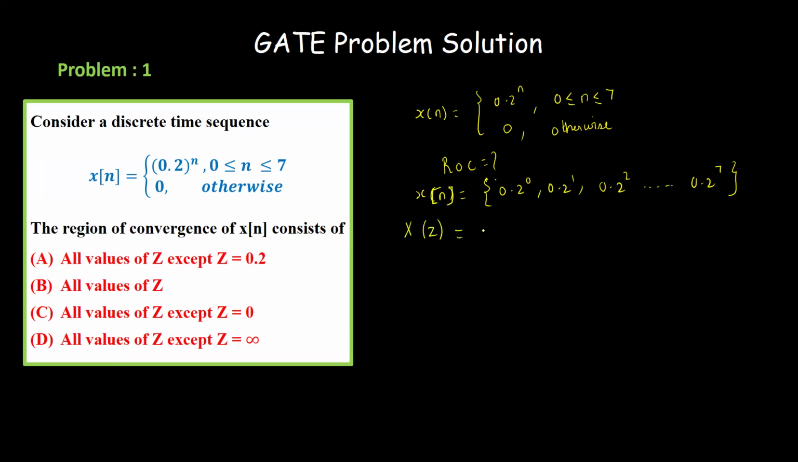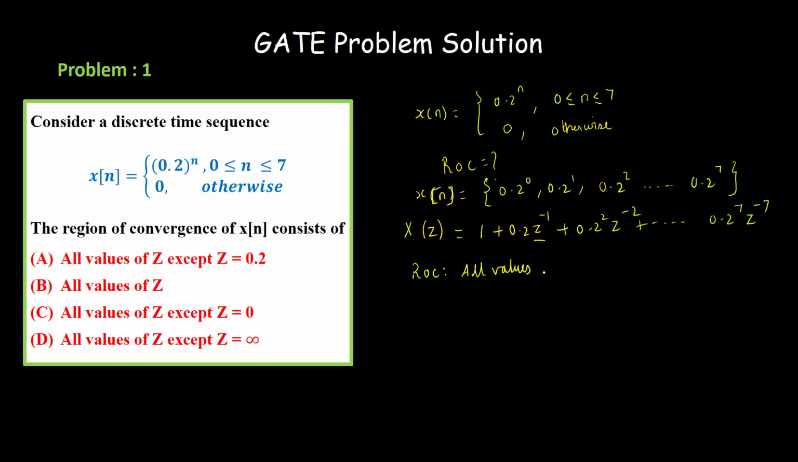So x of z equal to 0.2 power 0 is 1, so 1 plus 0.2 z power minus 1 plus 0.2 square z power minus 2 up to 0.2 power 7 z power minus 7. So this is the z transform of the given sequence. By the z transform, we can find the ROC, region of convergence. See here, this is z power minus 1, z power minus 2 up to z power minus 7. So we have the negative powers. So we can conclude that ROC includes all values of z.